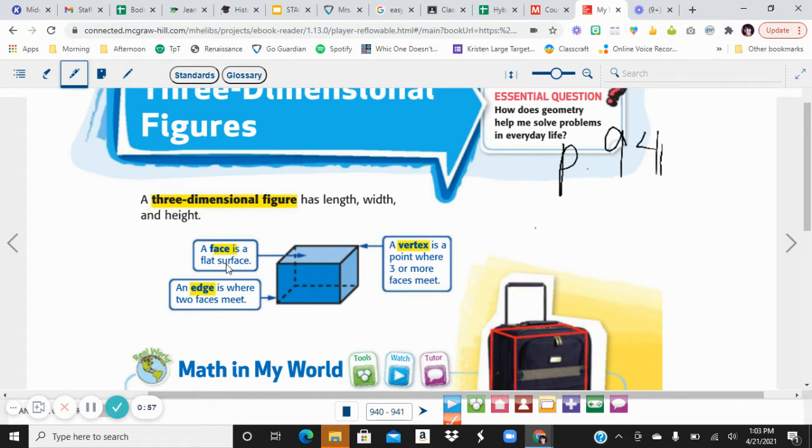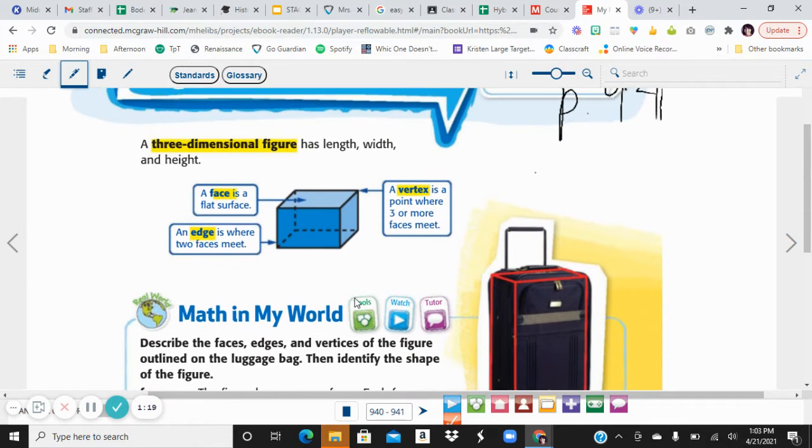So most three-dimensional figures have faces. Faces are flat surfaces. Edges are where two faces meet, and vertexes, or vertices, one vertex, multiple vertices, is a point where three or more faces meet. It's that little dot in the corner where they meet.